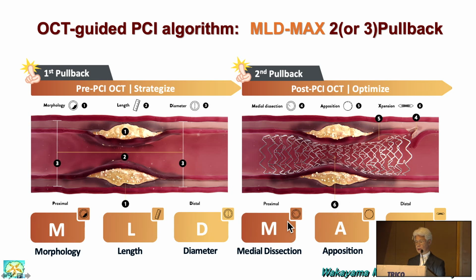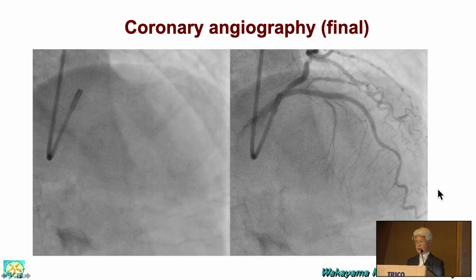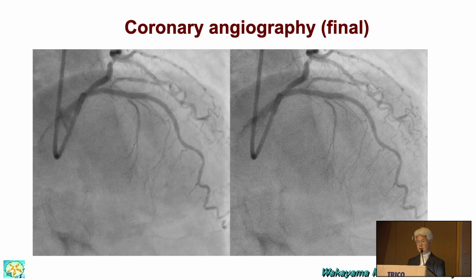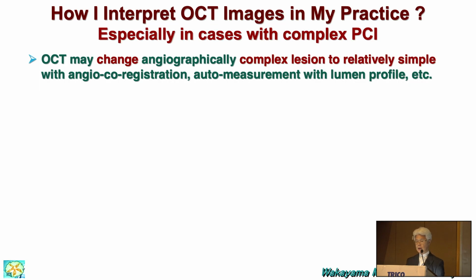I just talked about the post-stenting. Medial dissection, no dissection, apposition is okay, expansion is okay in this case. And this is the angiographic result, which looks good. And then, so why do we use the OCT?